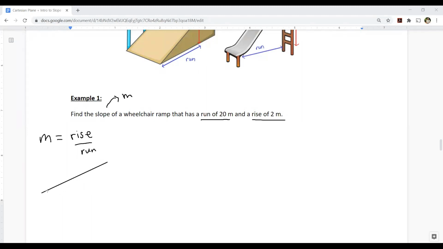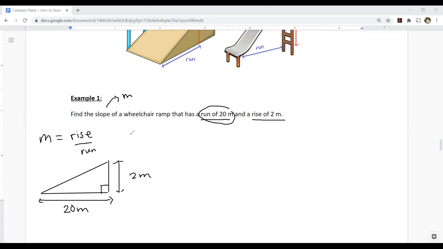Another thing we could do is to draw out a ramp. Now, it doesn't have to be 3D, kind of like in the example shown above. It could just be a simple right angle triangle that we're actually going to label. So if you remember the horizontal distance, that'll be our run. And in this case, it's 20 meters. And the vertical distance, that's going to be our rise. So in this case, it's going to be 2 meters.